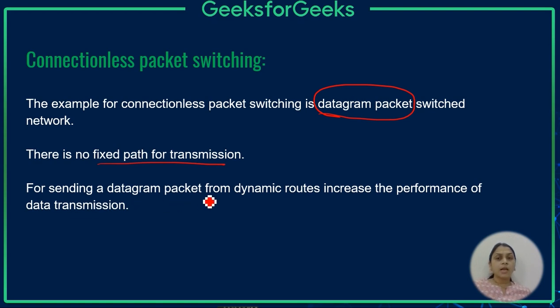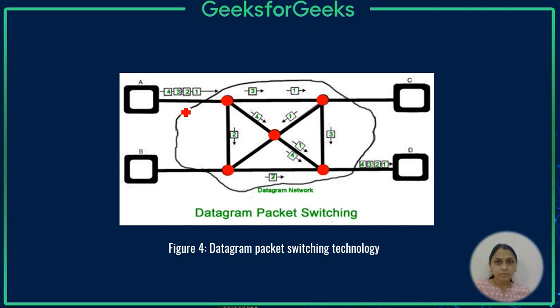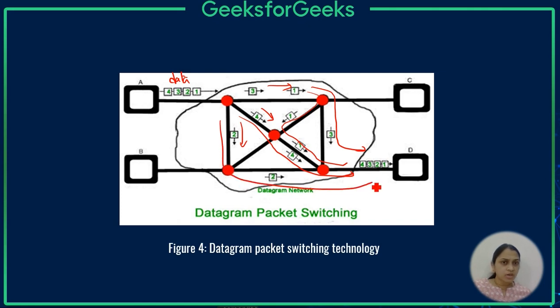For sending datagram packets, dynamic routes increase the performance of the data transmission. So see here, my data is divided into packets. 1, 2, 3, 4, four packets are there. So 3 is going in this direction, 2 is going in this direction, and 4 is going in this direction. Again, 1 is coming in this direction and reaching the destination. 3 is going in this direction, reaches the destination. 4 is coming in this direction and reaches the destination. 2 is coming in this direction and reaches the destination.